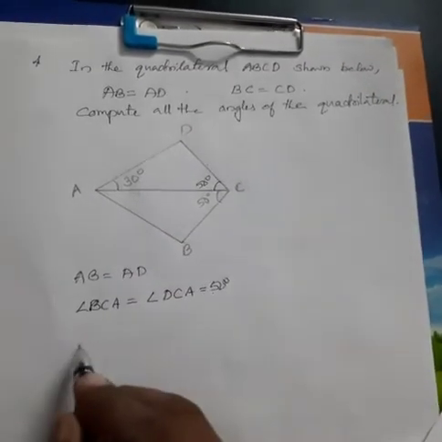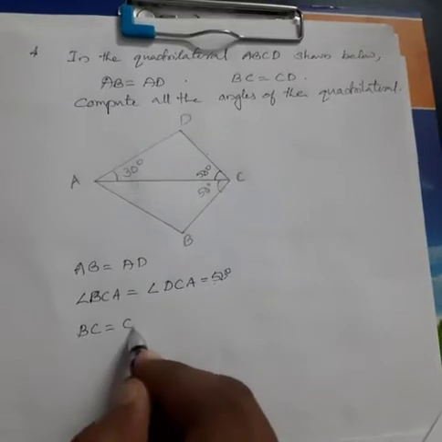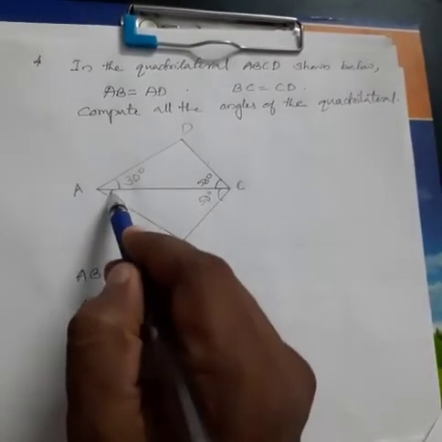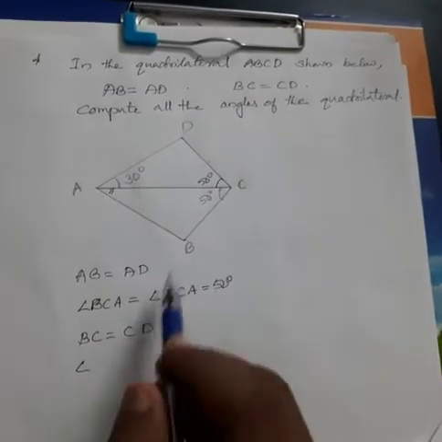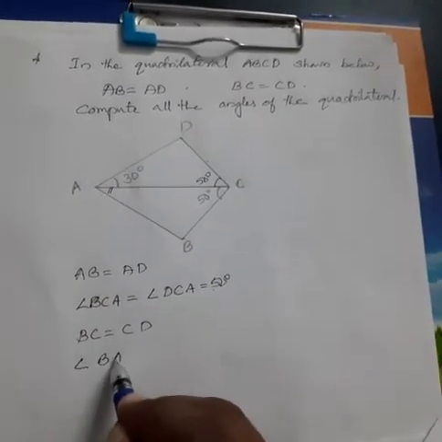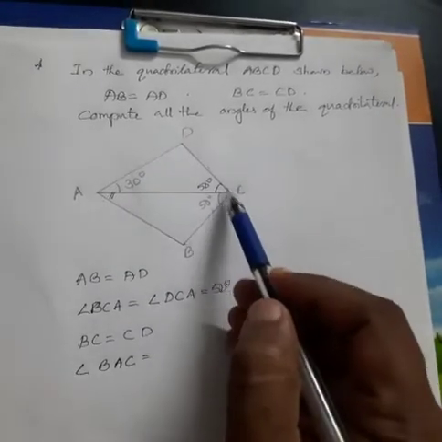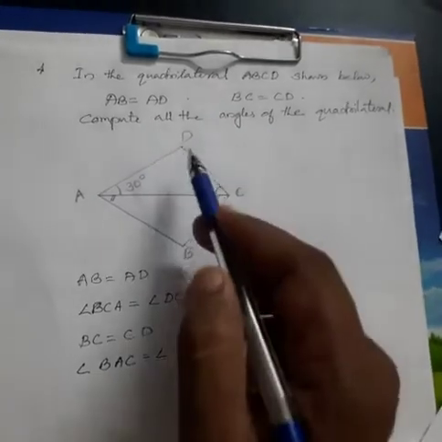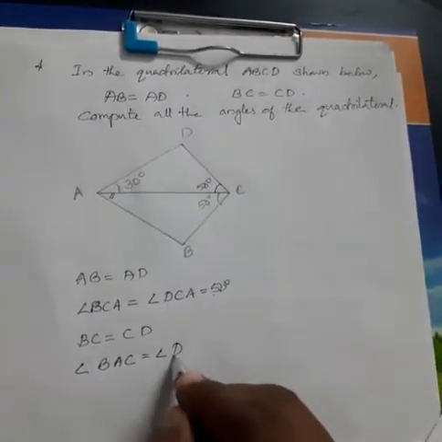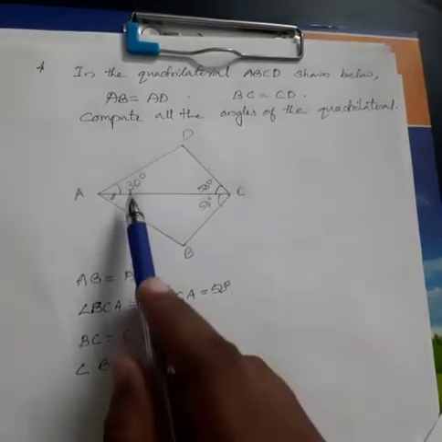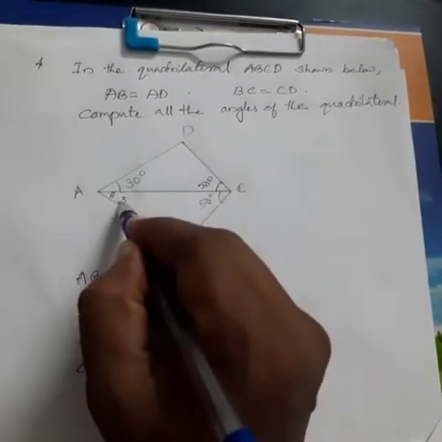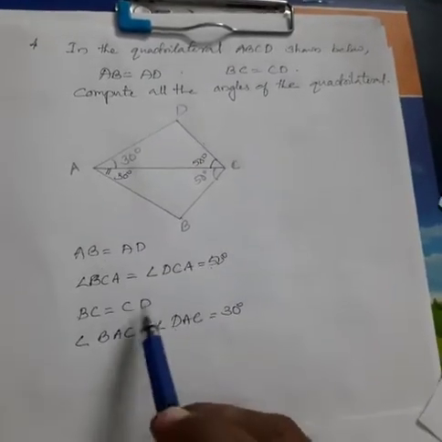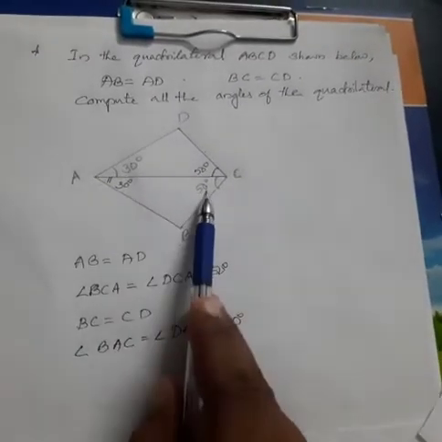The next side is given. BC is equal to CD. Opposite of BC, this is the angle, so angle BAC. Then opposite of CD, what is the angle? This is the angle. So what is the name? Angle DAC. And what is the value? DAC is given 30. So this angle is also 30. So using two equal sides, we got the angles.